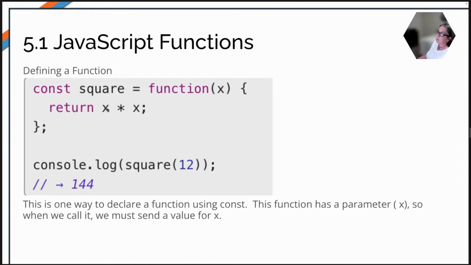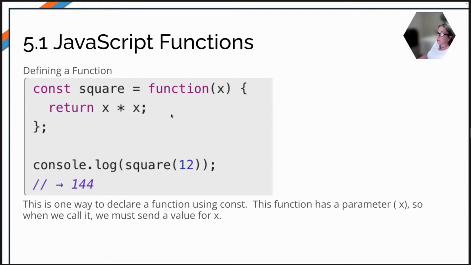So if you notice, this is our declarations. This is where we've declared everything. Then as we come down here, console.log, so we're going to print something out. We say the name square and we pass it 12. Now when we pass it 12, it comes up here and square 12 goes there. And so now when 12 comes in here, it's going to return 12 times 12, which is 144.